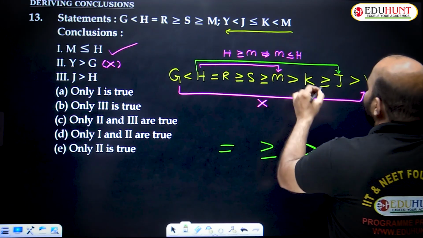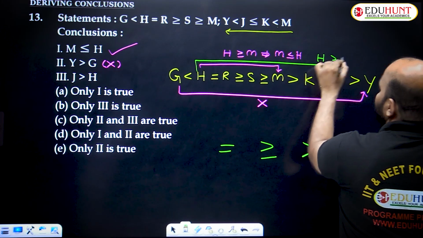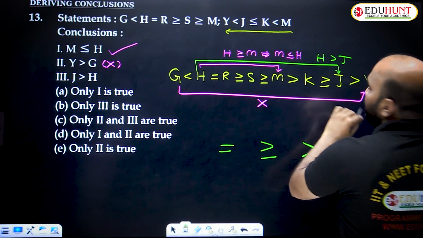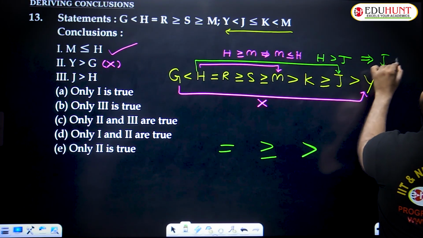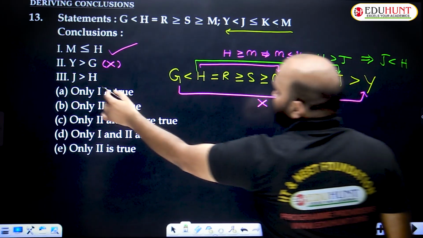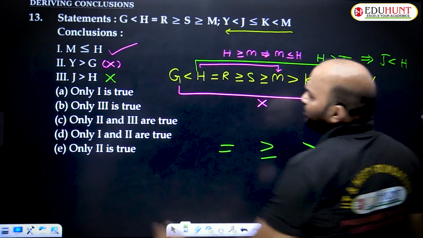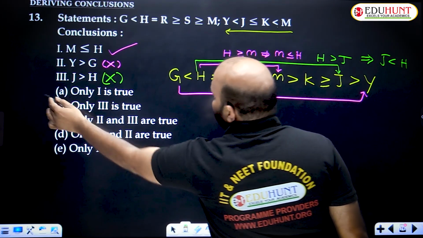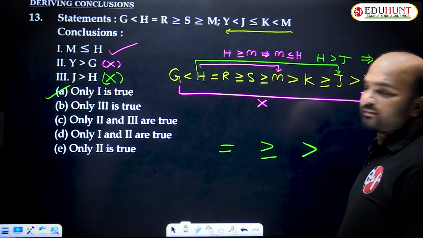Okay, H to J, what are you getting? H is greater than J. From J it can be written J is less than H. Is it J is less than H? No. So the answer is only one follows, option A is the right answer.